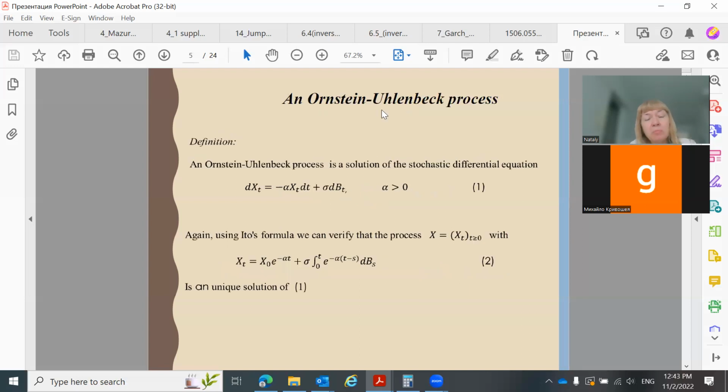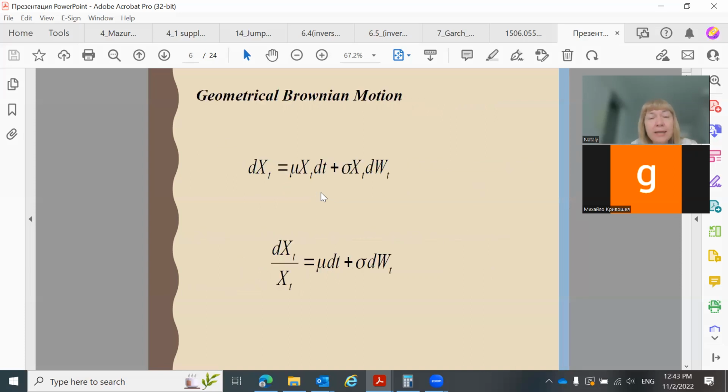The second example was the Ornstein-Uhlenbeck process, and in this case, function a is minus a multiplied by X_t, and function b is, Misha, function b? Sigma. Yes, just the constant sigma. And the next example was geometric Brownian motion. In this case, you see the function a is the product of mu and X_t, and b is the product of sigma and X_t.